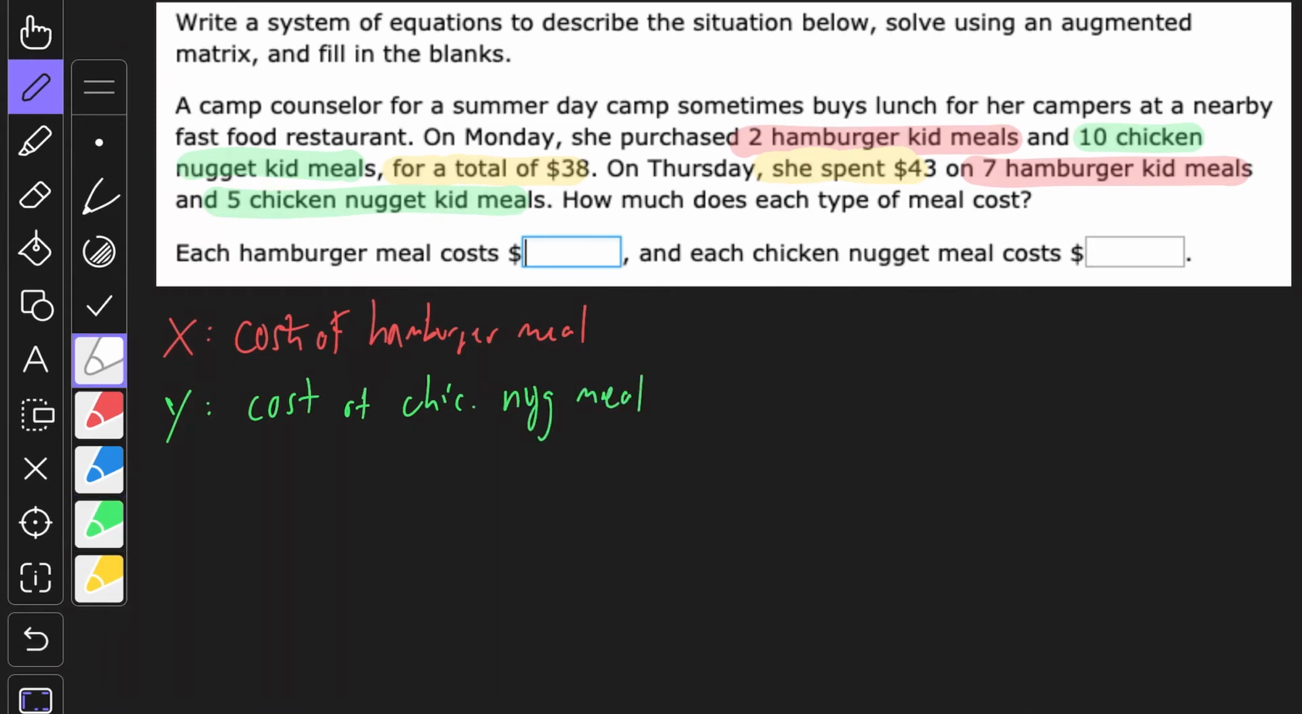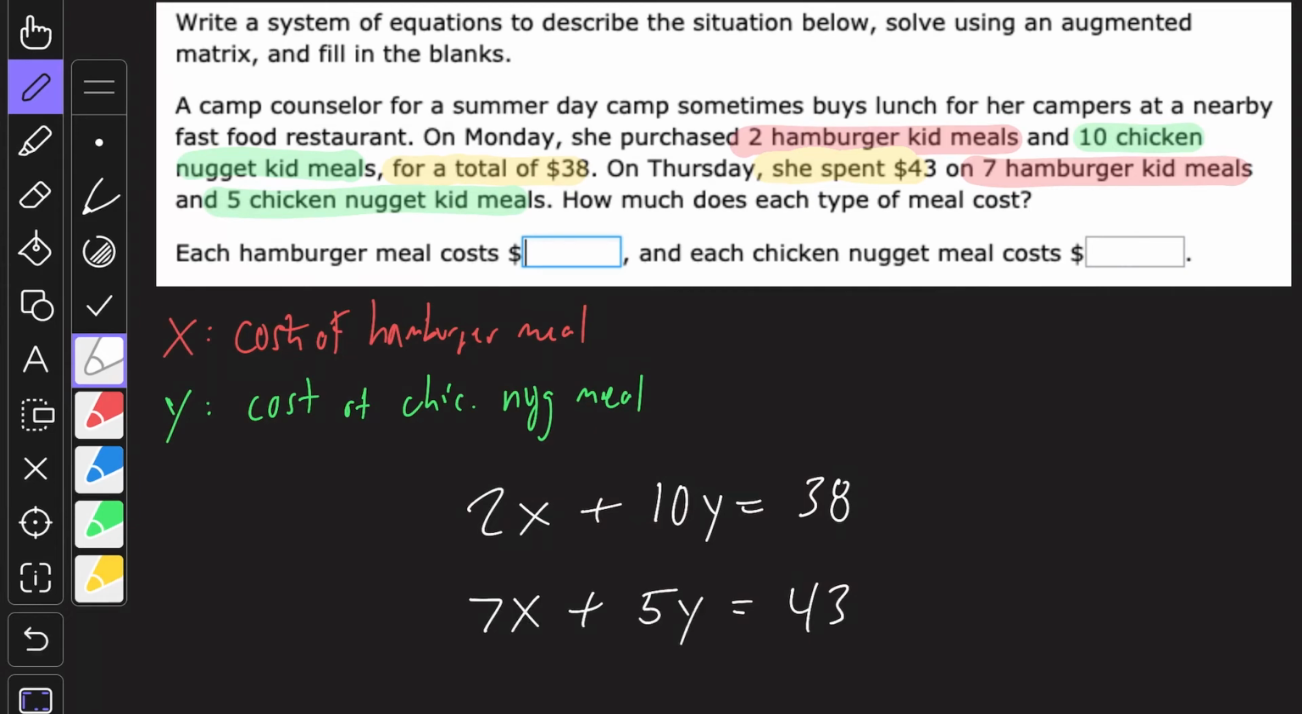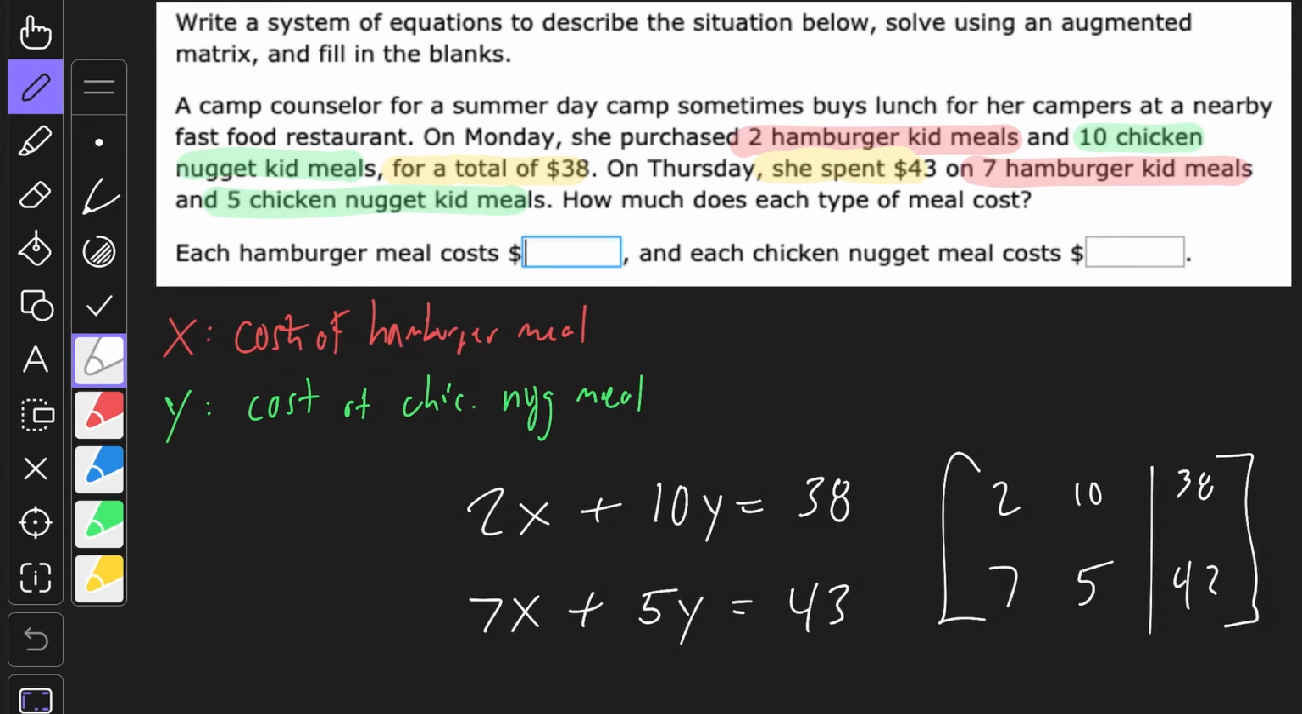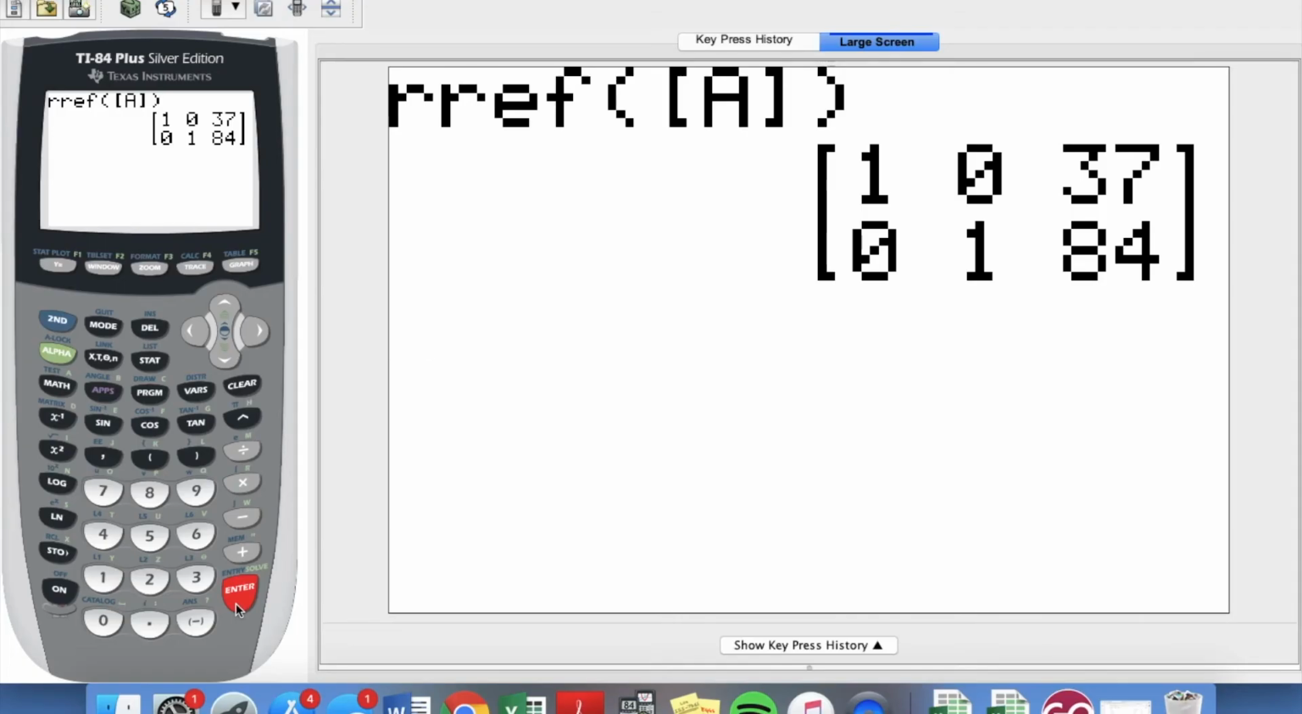All right, so if we turn that into a system of equations, we saw the first on Monday, she did 2 x's, 2 hamburgers, and so plus 10 y's, 10 chicken nuggets, and that cost her $38. And then Thursday, she spent $43 on 7 hamburgers, so 7x, and 5 chicken nuggets. Okay, and so we'll turn that into a matrix. So that'd be 2, 10, let's go ahead and draw my line, 38. And then 7, 5, 43, and I'll type that into my calculator now. So that's what I'll type into the IXL, and I'll move on from there.